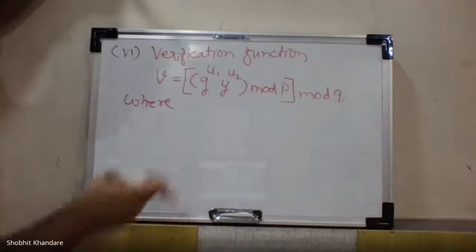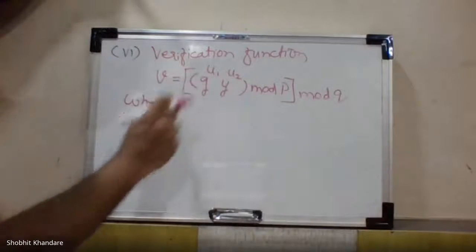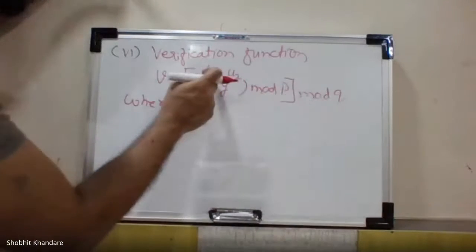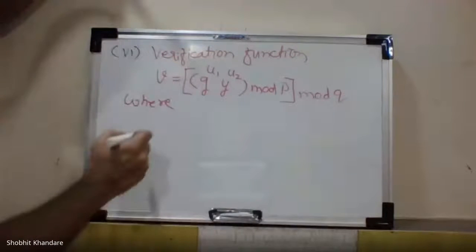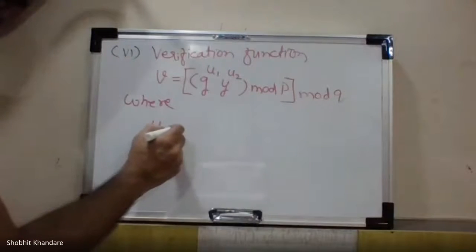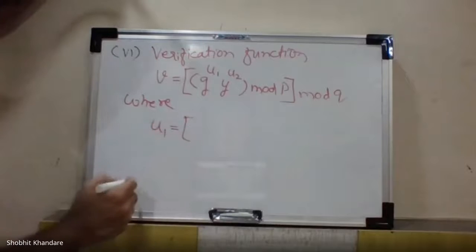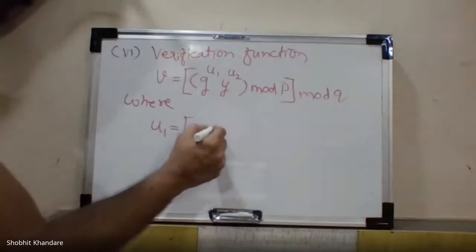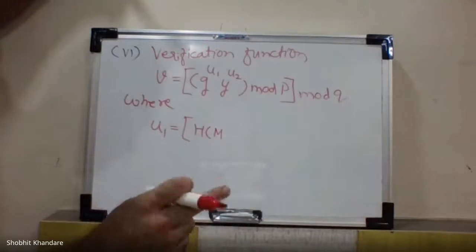Writing 'where' is necessary, because I do not know what is u1, what is u2. I know g, I know y, I know p, I know q. I do not know what is u1, u2. So u1, where u1, again there is an equation for u1 in square bracket h, that is hash function over. Now this is important, pay attention. First write it, then write the equation.